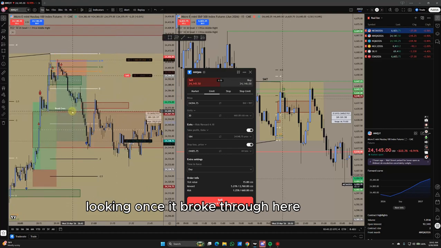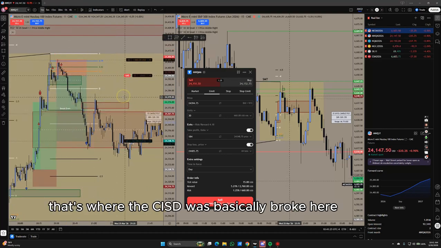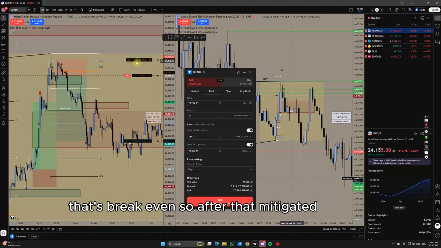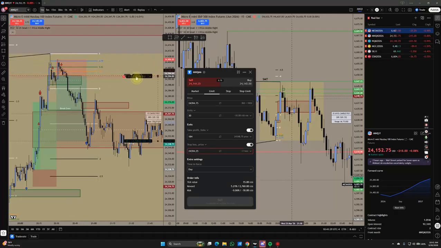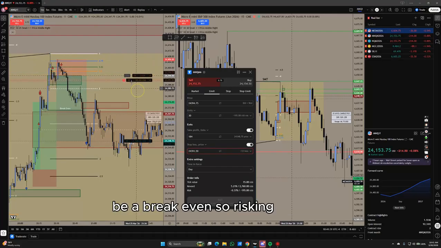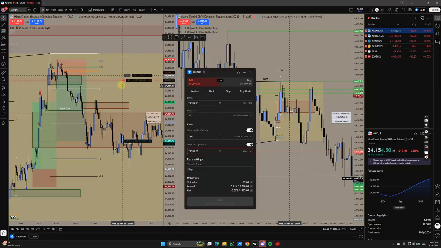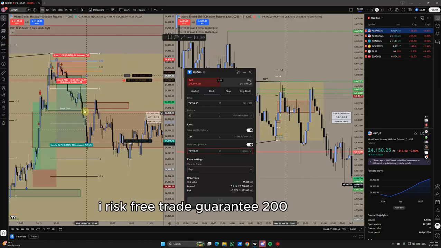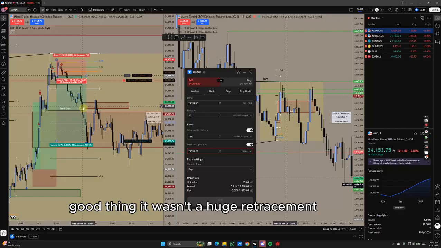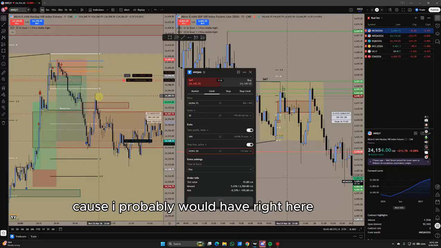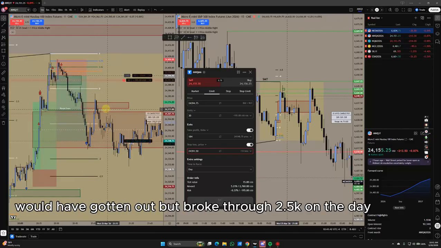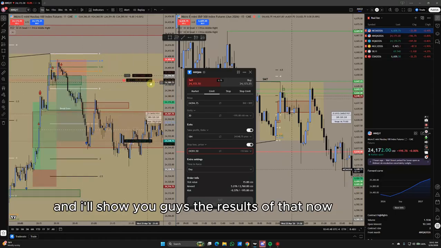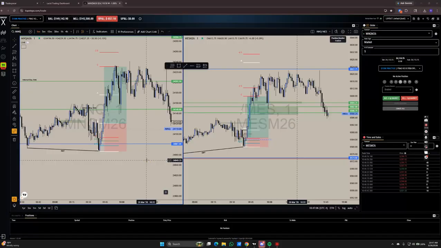Looking once it broke through here, that's where the CISD was basically. Broke here, that's break even. So after that, mitigated, back to break even. So risking basically a risk-free trade, guaranteed 200 once you ran through. Not a lot. Good thing it wasn't a huge retracement because I probably would have gotten out right here, but broke through 200 on the day, and I'll show you guys the results of that.